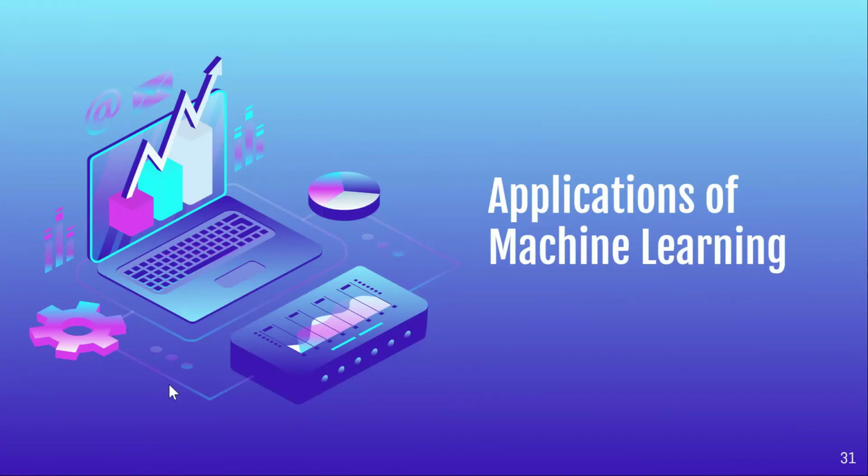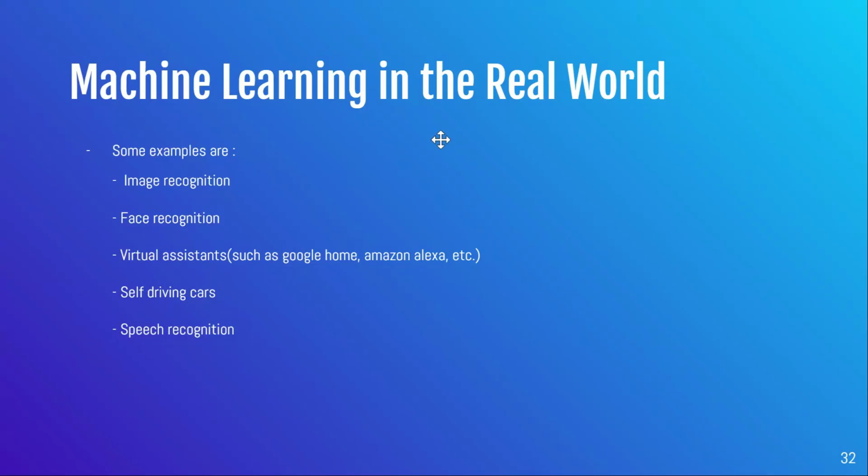So now we're going to move on to the applications of machine learning in the real world. Some examples of machine learning in the real world are image recognition, face recognition, virtual assistants such as Google Home and Amazon Alexa, self-driving cars, and speech recognition. Many of these things are things that we use in our daily lives, and it is also used to drive newly developing technology that is coming up in the future.